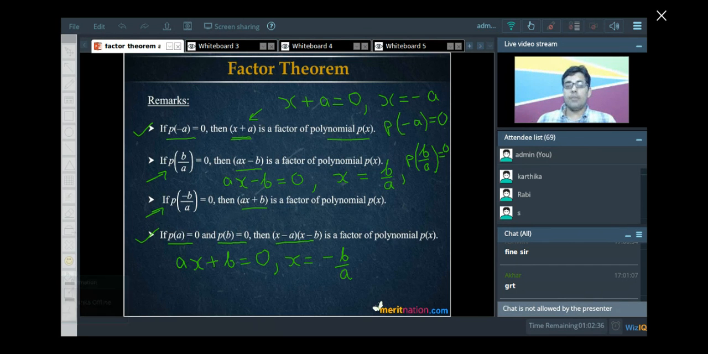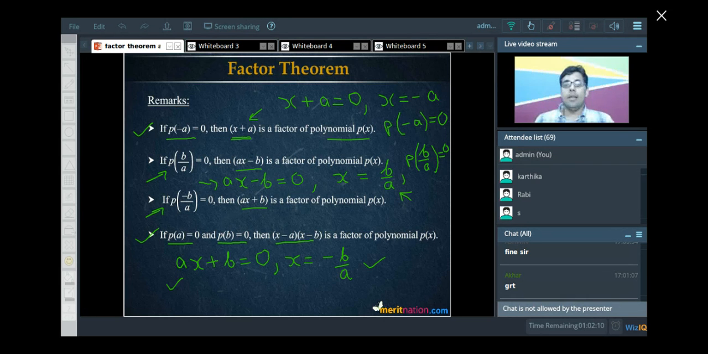If AX minus B is a factor, in that case putting AX minus B as 0, finding x, that is B by A. So we will have P of B by A becomes 0. Similarly, if AX plus B is the factor, by putting that equals 0, we will get x as minus B by A. Putting this value of x as minus B by A, we will have P of minus B by A becomes 0.